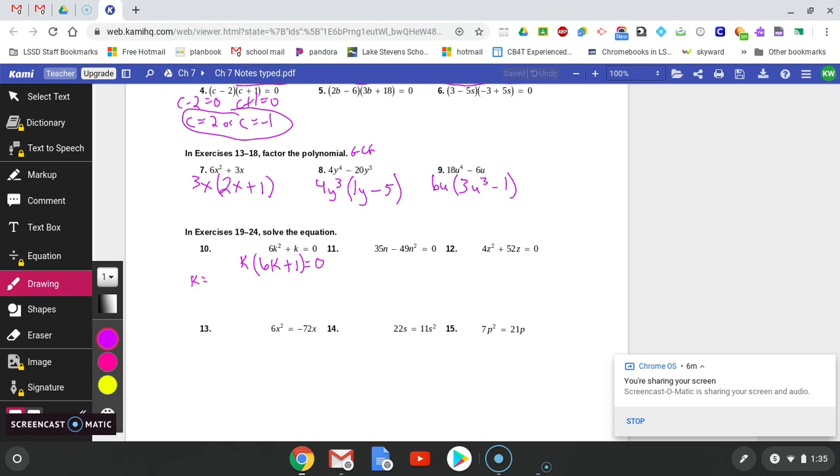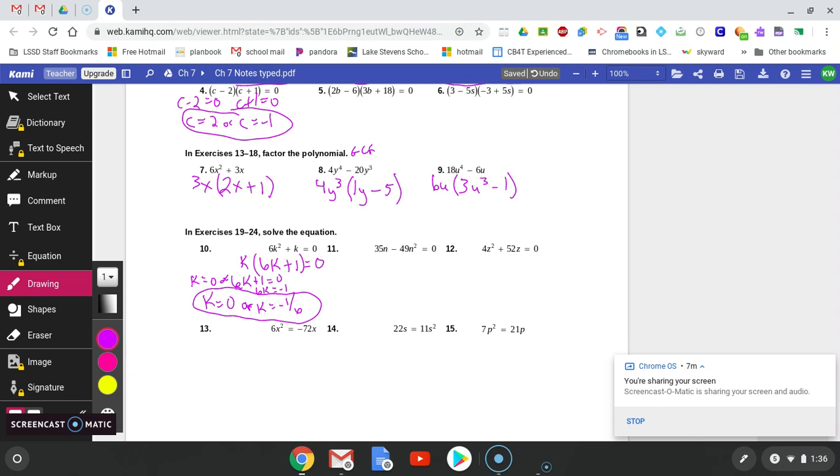So either k is equal to 0 or 6k plus 1 is equal to 0. So I've got the first one's already solved. The second one, I would need to subtract the 1 over and then divide by my 6. So I would get k is equal to negative 1/6. Again, we have the word or in between it because it could be one or the other. Either one is going to work. All right, go ahead and try number 11 and number 12. Factor out the GCF and then check back in and see how you did once you solved it.